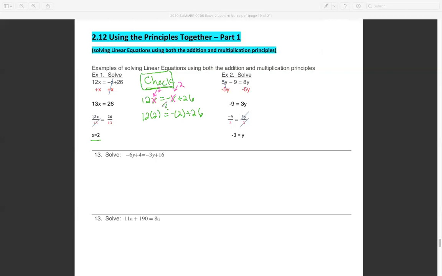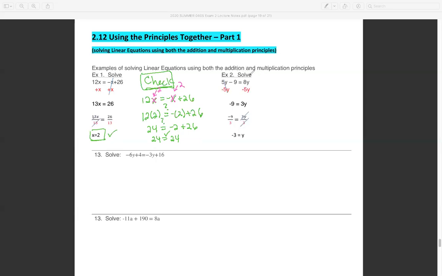So also when I'm doing checks, I like to say, well, am I going to get the same thing over here as I do here? So I'm putting a question mark. 12 times 2 gives us 24. Is that going to give us the same result as a negative 2 plus 26? Well, a negative 2 plus 26 is 24. So it does check out. This side is the same as this side. It's a true statement. Therefore, this is the correct solution.